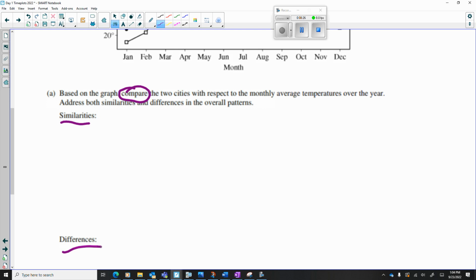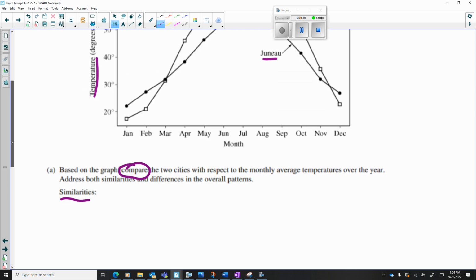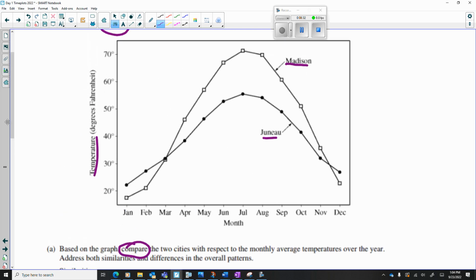Okay, so I want you to take a second here to think about what the similarities and differences are. And when you do, you're not describing the shape, outlier, center, spread. You're more talking about the overall pattern. So take a minute, think about what might be a similarity, and then what might be a difference.